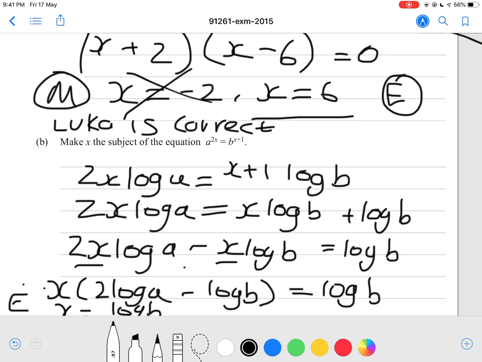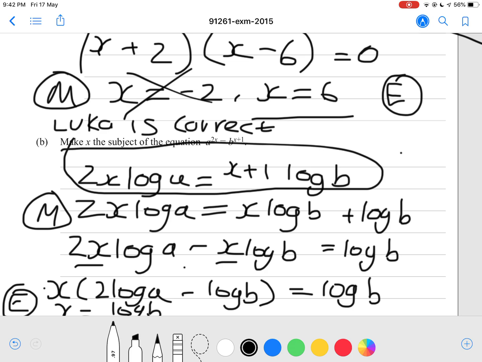To get the merit grade, you take the log of both sides and rearrange. So taking the logs of both sides and rearranging, that's basically up to the second step here. So the second step will get you a merit. To get an achieved, it just takes the logs of both sides and multiplies by indices. Okay, so basically it's just this part here that will get you an achieved.